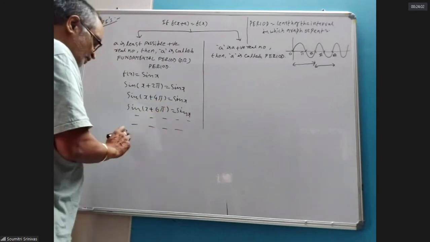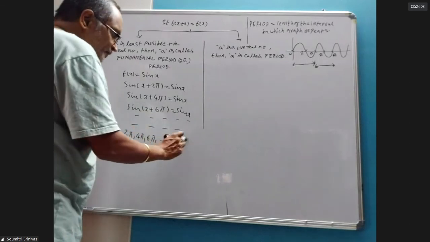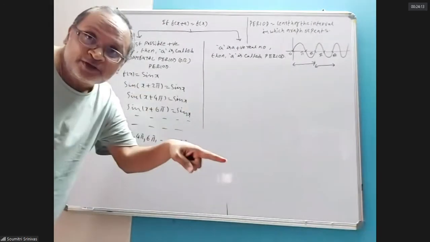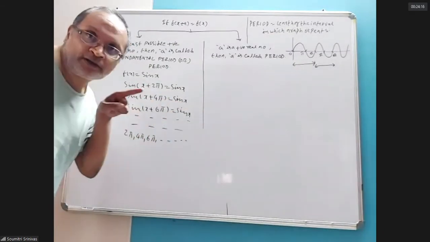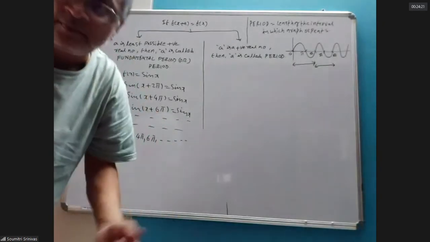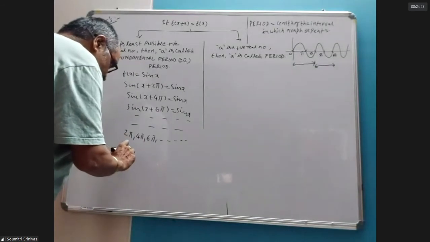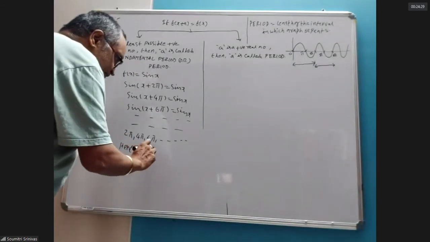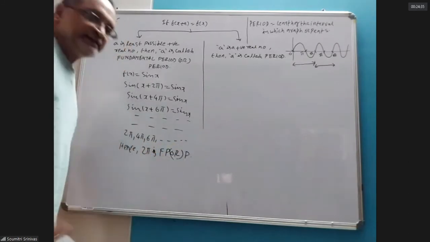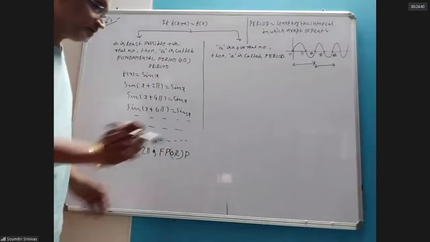In these 2 pi, 4 pi, 6 pi, what is the least positive real number? 2 pi. So, hence, 2 pi is fundamental period or period. In some books they write fundamental period also. That's why I want to differentiate. Next.